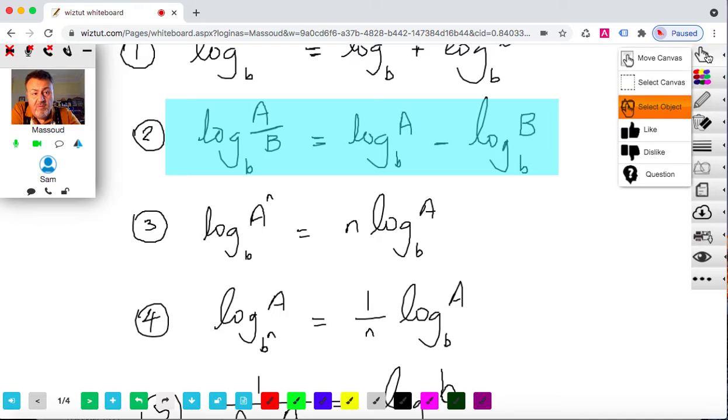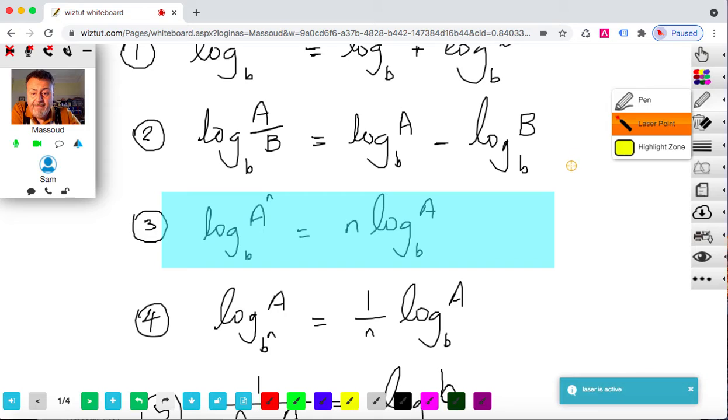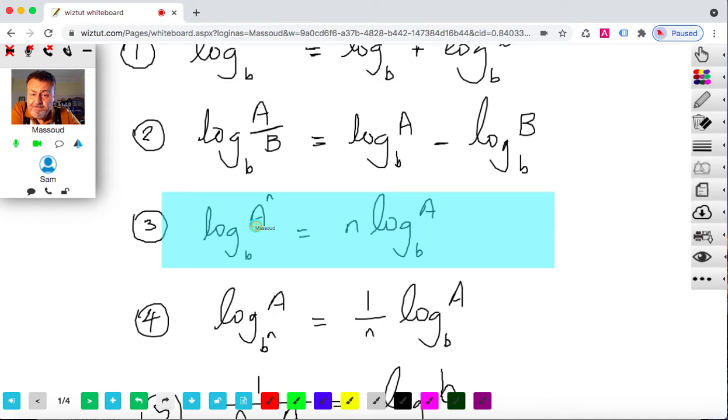A very useful one that often is used is rule number 3. Rule number 3 is log of a, which is a subject, but to the power of n. So it's like a being multiplied by itself that many times, to the base b, and the power can be brought out as a coefficient outside the log. So it will become n times log of a to the base b.